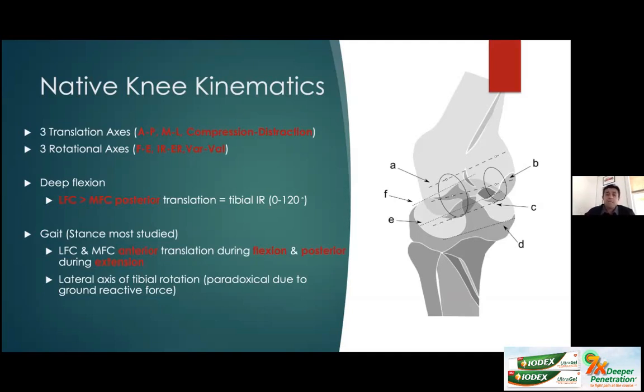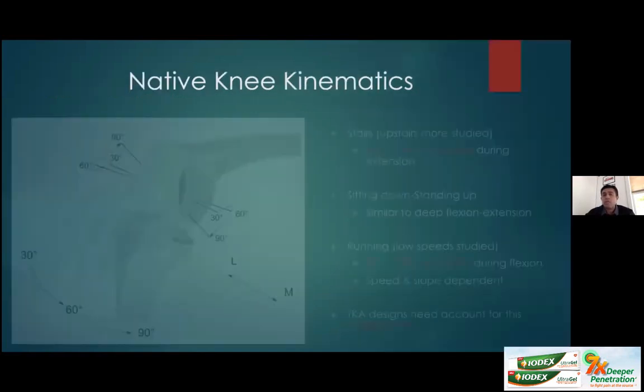And why this happens is because of the ground reactive force. So this is Newton's third law. To every action, there is an equal and opposite reaction. So if you're putting your foot on the ground, all of a sudden the rotation of the femur relative to the tibia changes because of the ground reactive force, unless you're floating in a swimming pool or in space.